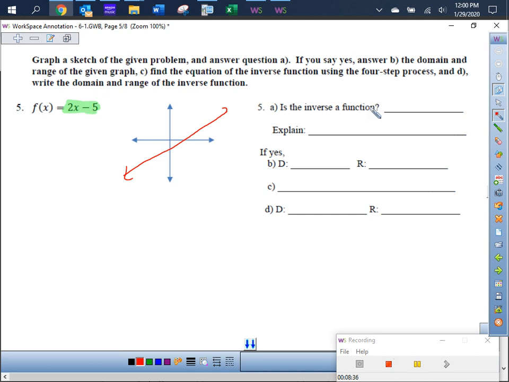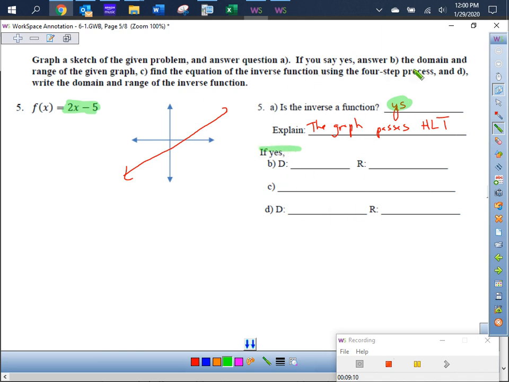They want to know if the inverse is a function. Well, that's where we use the horizontal line test. And this one would pass it. So yes. Why? The graph passes the horizontal line test. Simple enough. So that's part A. They wanted to know, is the inverse a function? Explain.